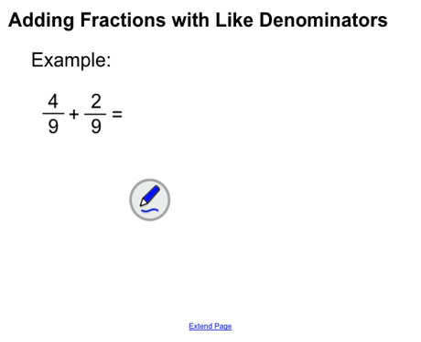So when we're adding fractions with like denominators, you're going to keep the denominator, it's kind of telling you the size of the piece, and you're going to add the numerators. 4/9 plus 2/9 will give you 6/9. Then, like with any fraction problems, you want to make sure that you reduce your answer. Both these numbers are divisible by 3. So our final answer should be 2/3.